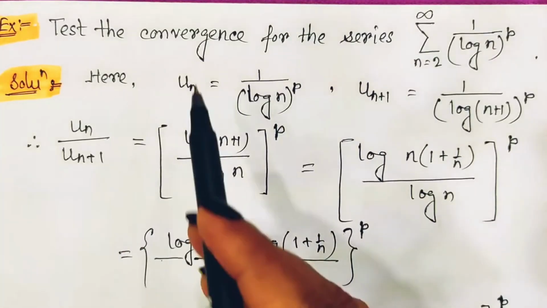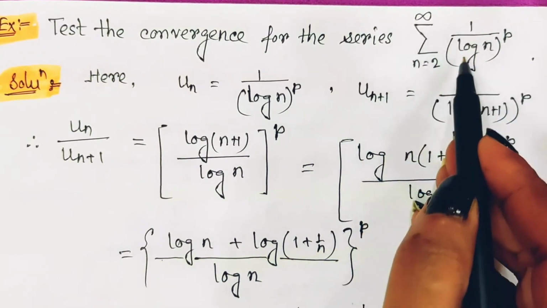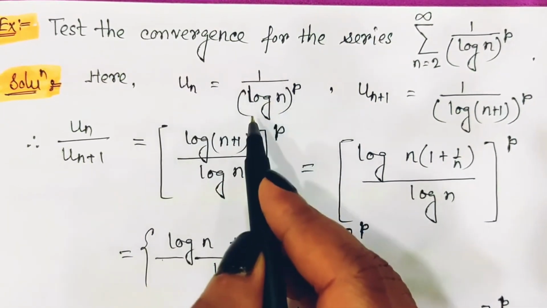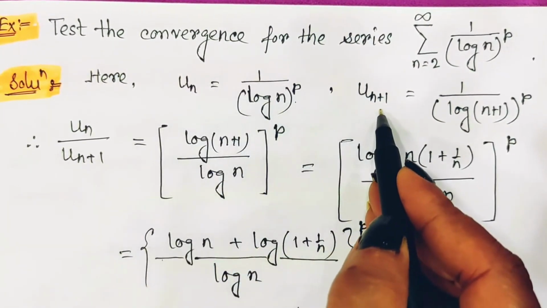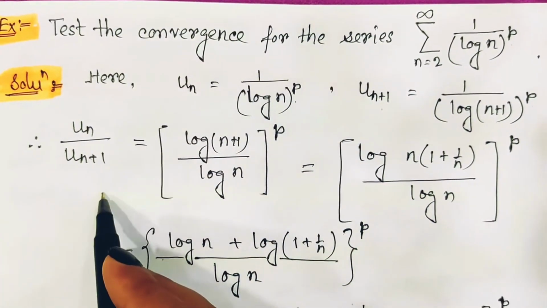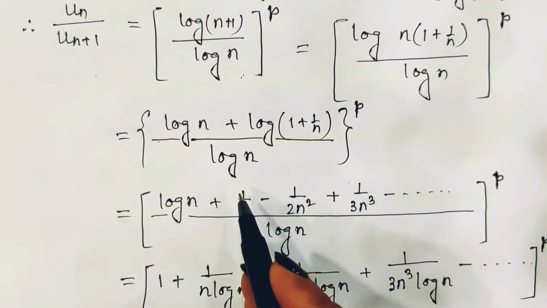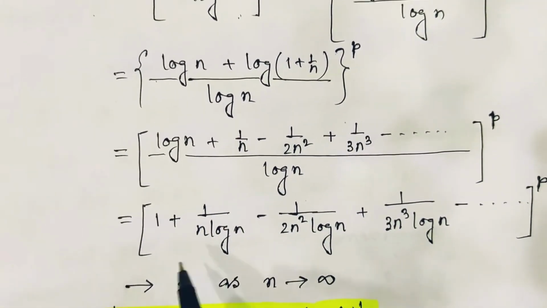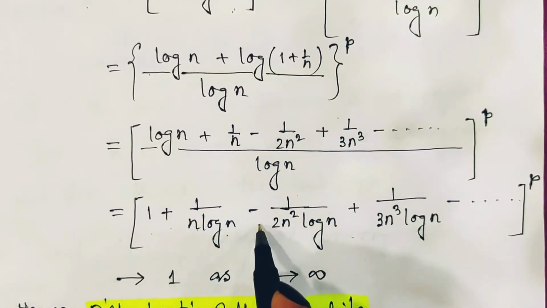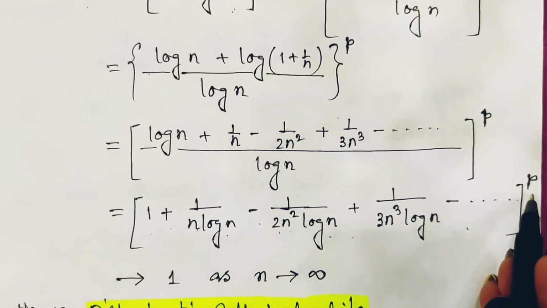So the next example is to test the convergence of the series summation n from 2 to infinity of 1 by log n to the power of p. So here obviously un is 1 by log n to the power p, and un plus 1 is equal to 1 by log of n plus 1 to the power of p. If we take this ratio and substitute the values accordingly and simplify, then we will find the value is this one. Just look at this. Here 1 plus 1 by n log n minus 1 divided by 2n square log n, and in this way whole to the power of p.